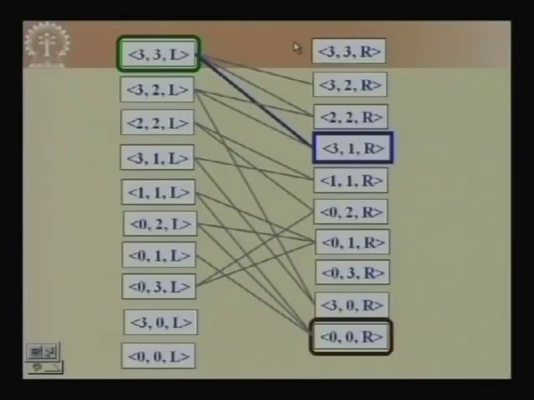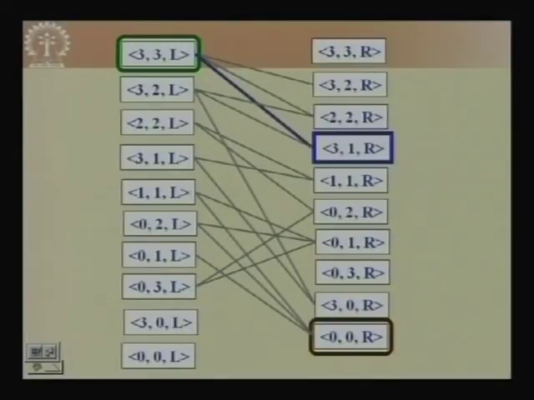Now, this is the state space of the missionaries and cannibal problem, which we just discussed. Now, let us see what is a plan for this problem. We have already seen the state space, and we have identified that 3-3-L is the initial state and 0-0-R is the goal state. Now let's quickly look through the graph and trace a solution.